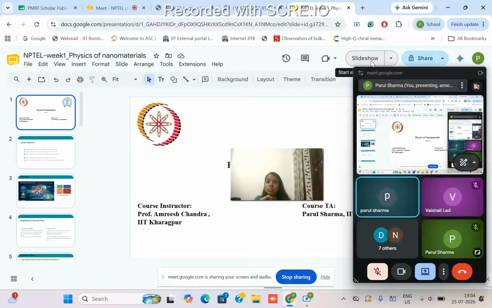We can use a microscope for 1 micrometer or 5 micrometer size. But when we are moving from micrometer to nanometer, we can't see by naked eyes. For that, we have various systems. One of them is SEM, that is scanning electron microscopy technique.